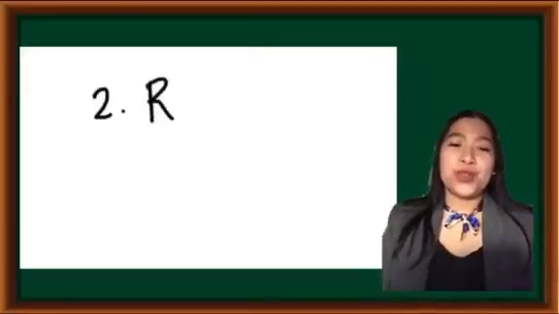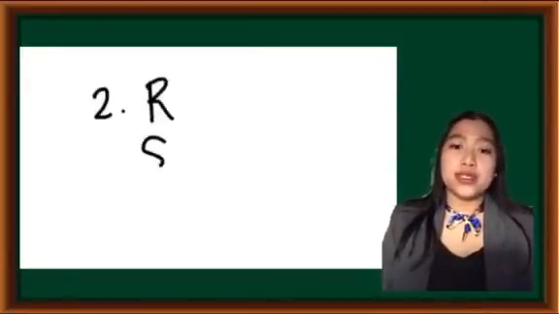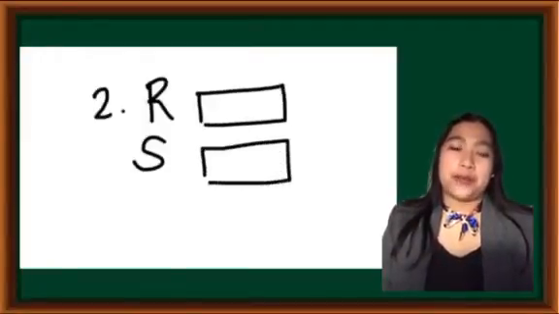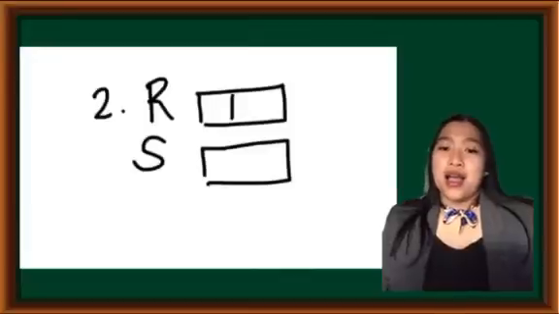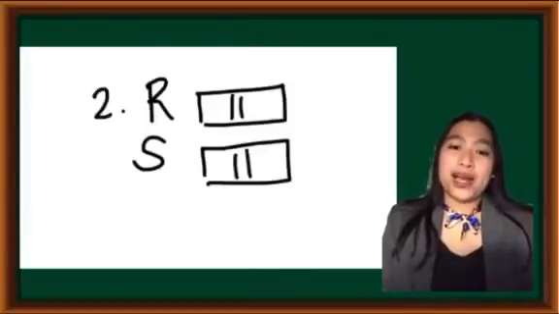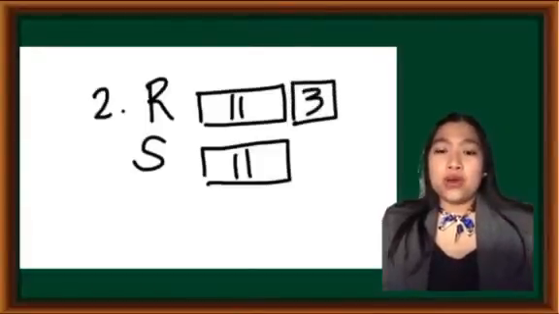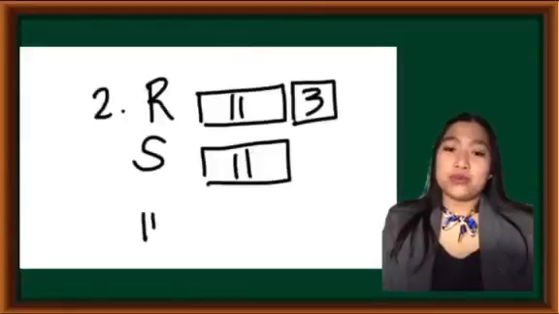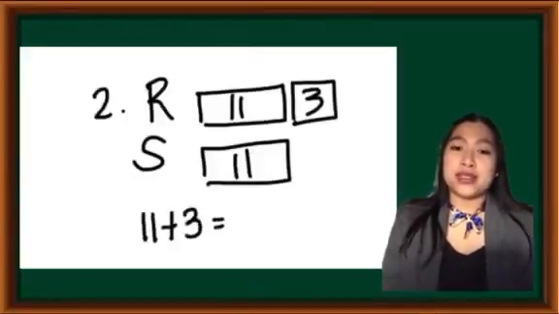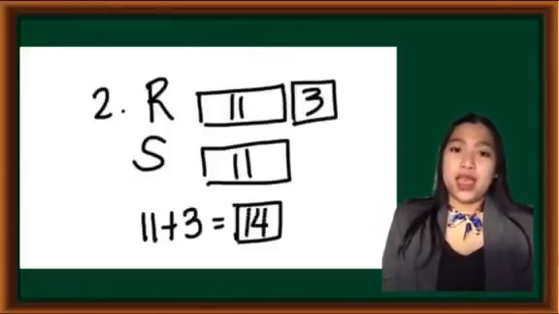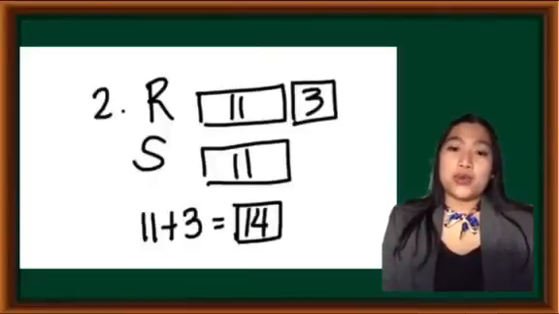So, for number 2, let's label first. R for Rose and S for sister. And then, let's draw a tape diagram. And then, next, it said that Rose packed 3 more boxes than her sister. And her sister packed 11 boxes. So, we add 3 for Rose. And then, to know how many boxes Rose packed, we will add 11 and 3. 11 plus 3 is unknown. And then when we add it, it will be 14.